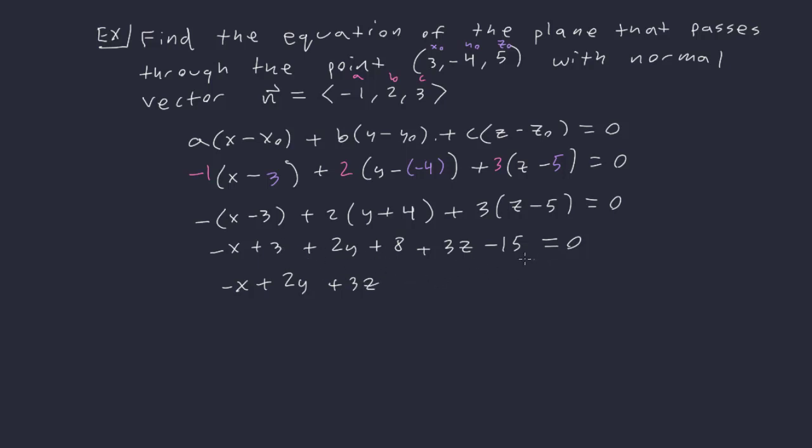The 3 plus 8 is 11, minus 15. That should be, what, negative 4? Is equal to 0, and so this will be negative x plus 2y plus 3z is equal to 4. Okay, so I will say this suffices.